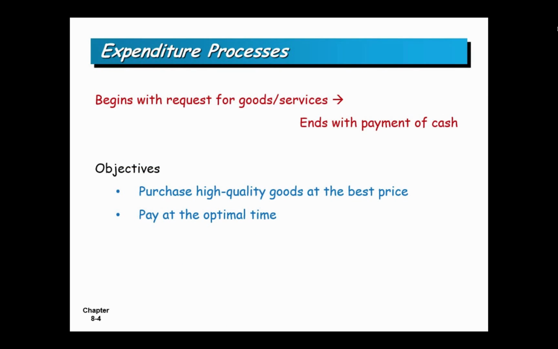Okay, so the expenditure process. It begins with a request for goods and services, and it ends with a payment of cash. So that's the overall cycle. As the purchaser, you have 2 objectives. You want to buy the highest quality goods at the best possible price, and then you want to make your payments at the optimal time.